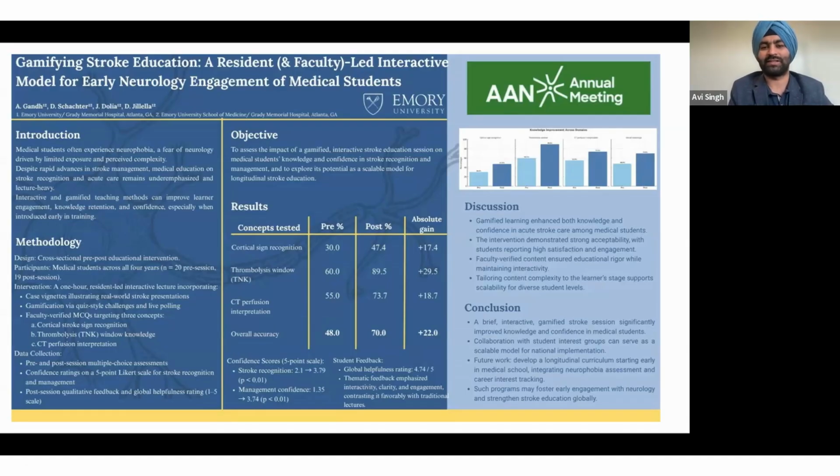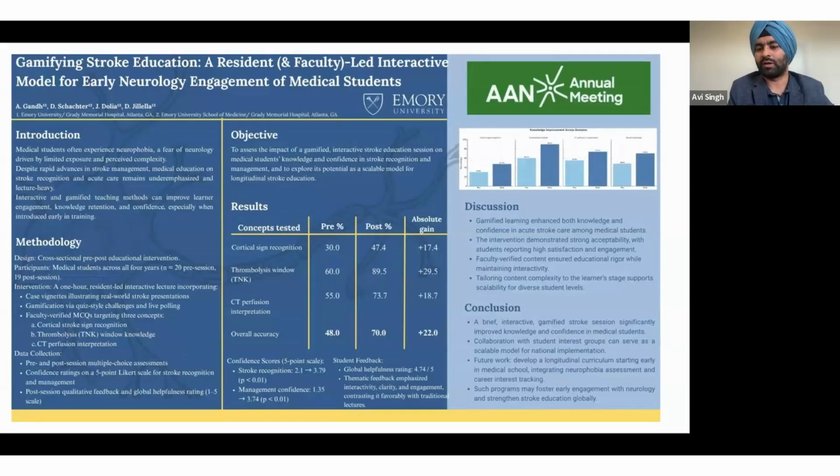Of course, the sample size in this study was extremely small, and we continue to increase our sample size by doing this session across multiple universities and multiple platforms. But the trend seems to be very reassuring. Collaboration with student interest groups can serve as a scalable model for national implementation. As in this case, I had collaborated with the student interest group of neurology at my own institute.